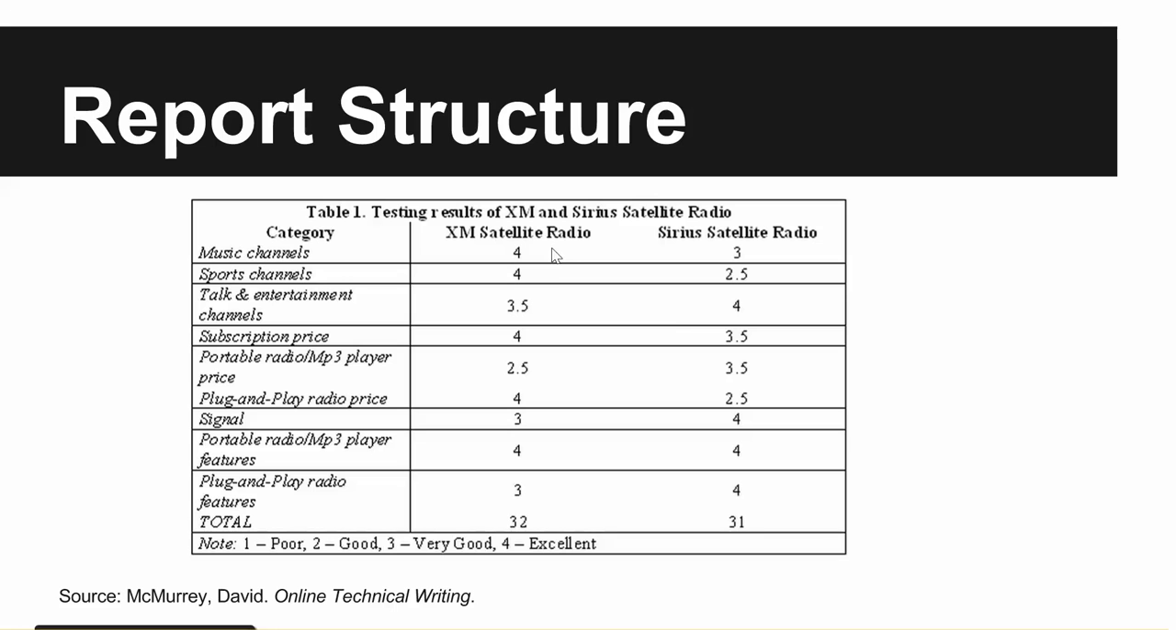So XM wins for music and sports channels, Sirius wins for talk and entertainment channels, XM has a better subscription price, Sirius has a better signal, etc., etc., etc. So you can see, and again, you don't have to use a 4-point scale, you don't have to make it look exactly like this. This is just an example of what a summary table might look like.